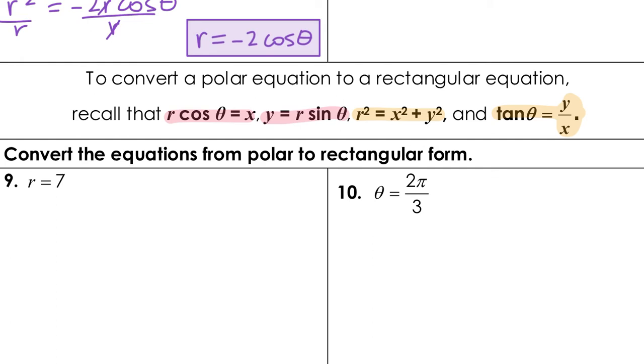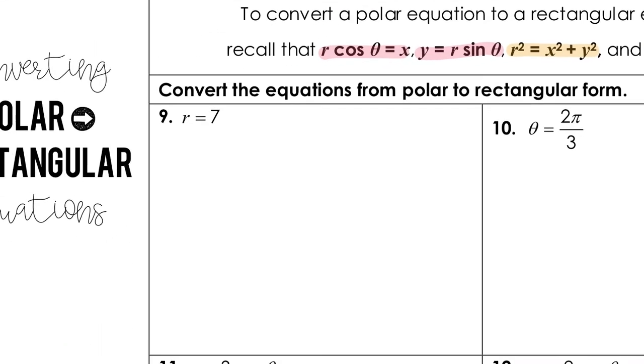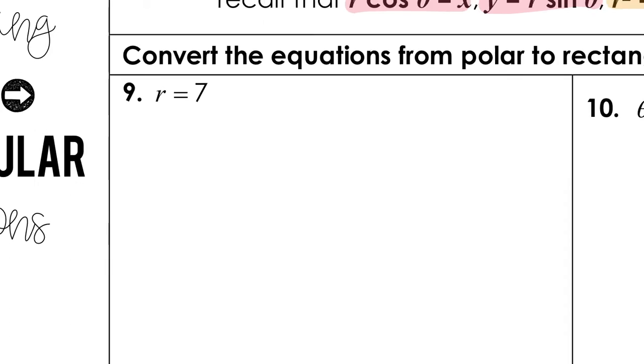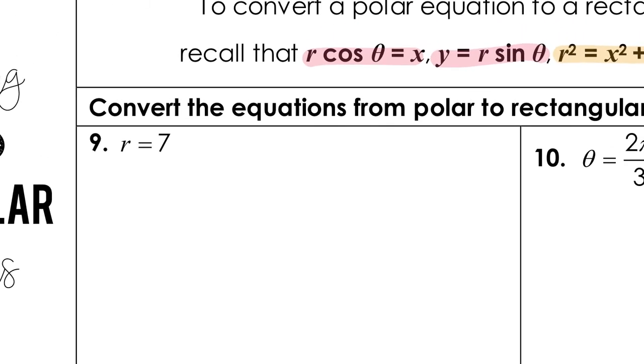So 3 examples for this one. So since we're converting to rectangular form, at the end, we want our equations to have x and y. So we're going to start with a simple one. r equals 7. So there's no x, there's no y. And I mean, I want it to turn into x or y.